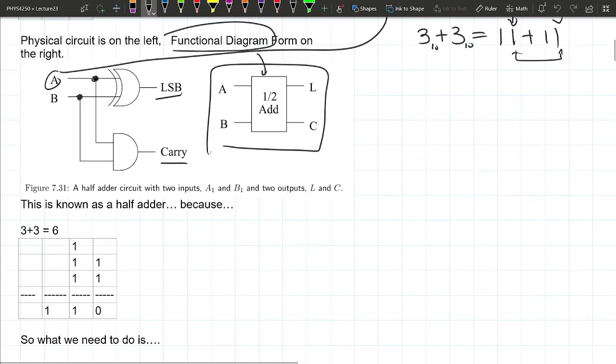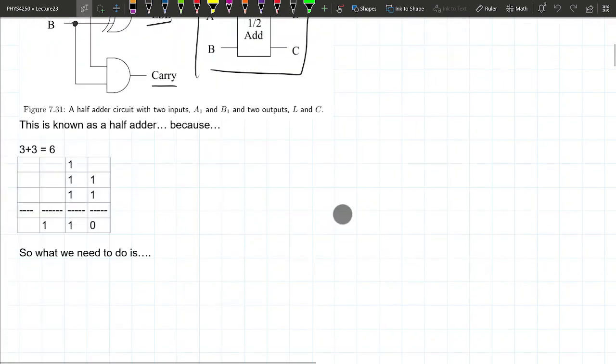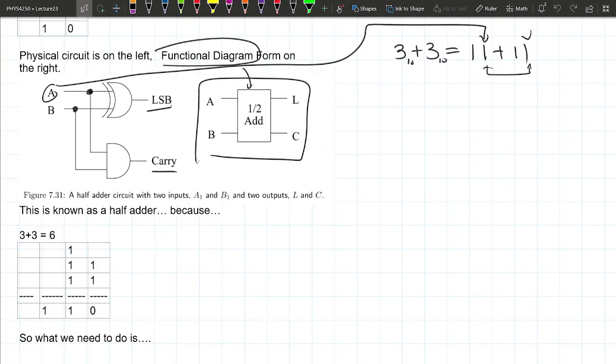Let's say I'm adding 3 plus 3. We're actually going to need 2 of these in order to do this operation because we have to deal with 2 bits. So let's see if it works out that way. This is the A row and then the B row, and this is the ones place, this is the twos place here.